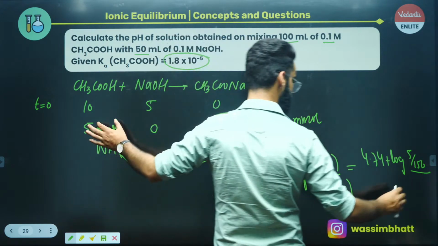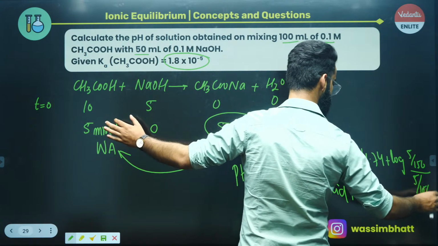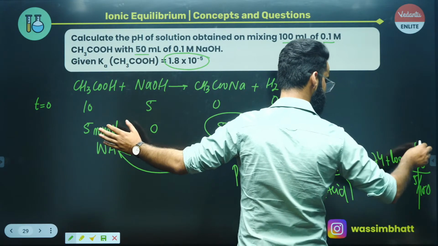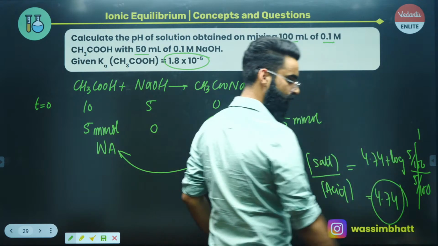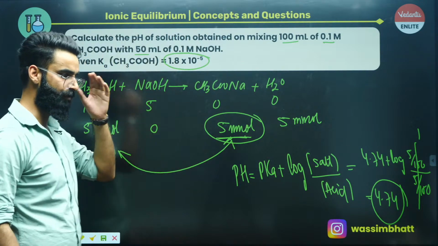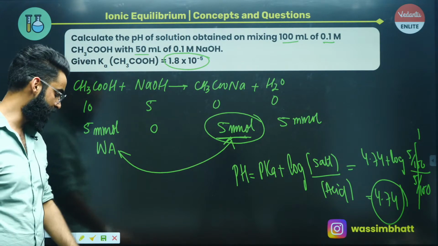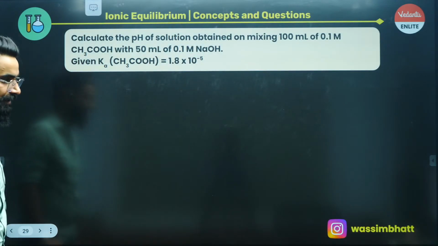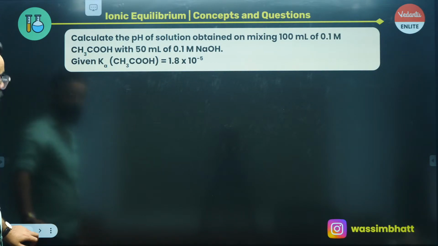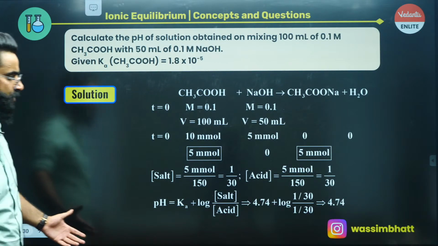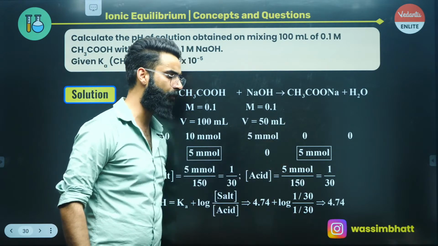The concentration of acid is going to be millimoles of acid divided by total volume, that's 150. So this whole term becomes 1, and log of 1 is 0. So the resulting pH of the solution comes out to be 4.74. So 4.74 is basically going to be the pH of the resulting solution, right? I'm sure this should be clear to everyone, right? Perfect, guys. So that's how the question was to be solved, and the final pH of the solution comes out to be 4.74.